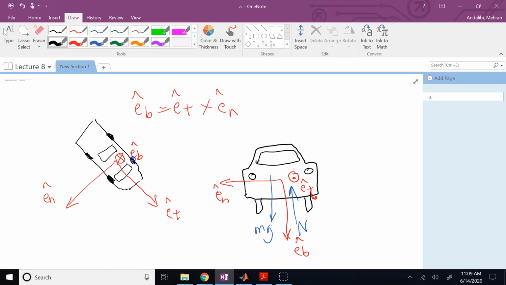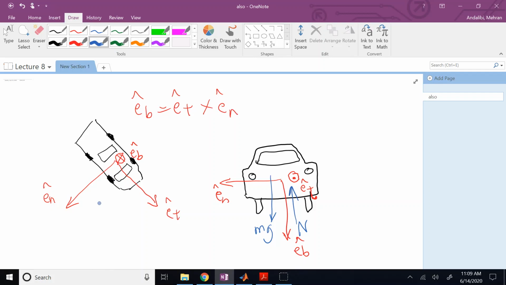You put your foot on the accelerator or on the brake. If that's the case, then there should also be a force in the t direction. And that, in general, as I said, can come from what? Can come from friction, right? We learned that wherever there is a contact, there are two forces, a normal force and a friction.